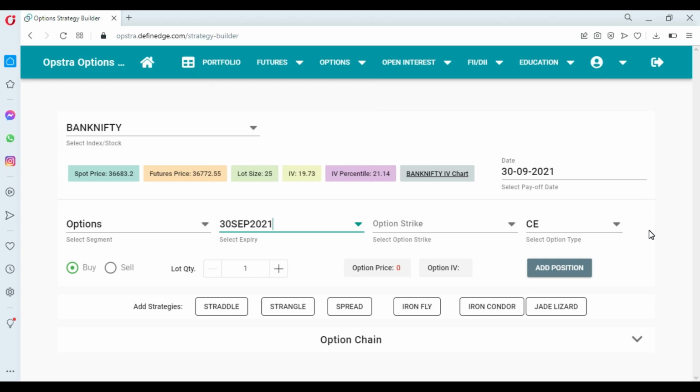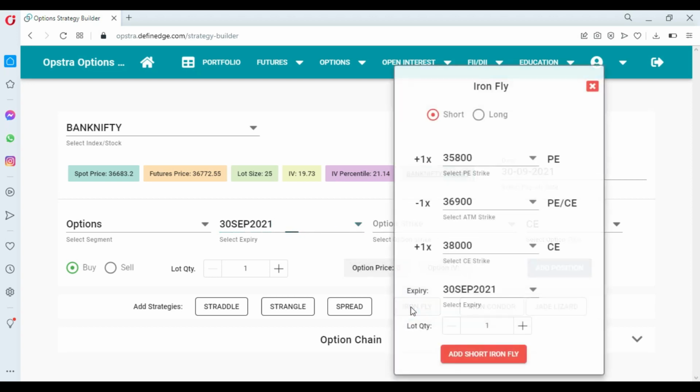So Opstra has a very good feature where you get different strategies, and you can directly click on a strategy and it will make the payoff chart for you. Otherwise you can do it manually as well by selecting an ATM straddle and buying OTM hedges. So we'll do it automatically using an Ironfly.